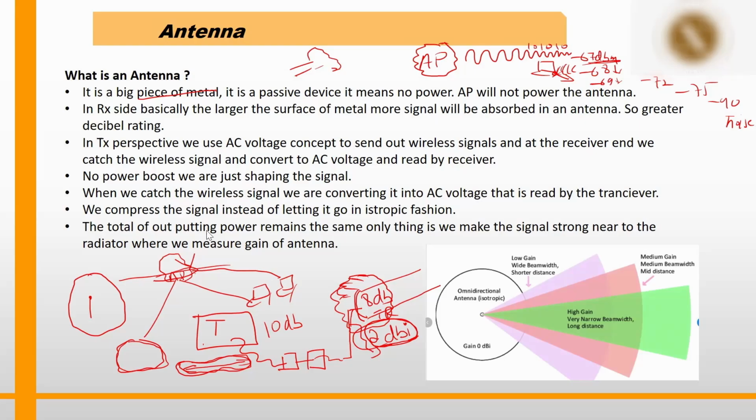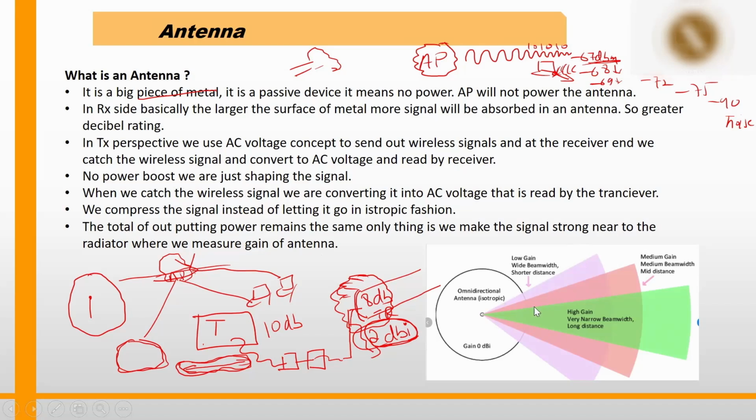In transmit perspective, we use the AC voltage concept to send out wireless signals, and at the receiver end, we catch the wireless signal and convert it to AC voltage, which is read by the receiver. No power boost. We are just shaping the signal. When we catch the wireless signal, we convert it into AC voltage that is read by the transceivers. We compress the signal instead of letting it go in isotropic fashion. The total output power remains the same. The only thing is we make the signal strong near the radiator, where we measure the gain of the antenna.